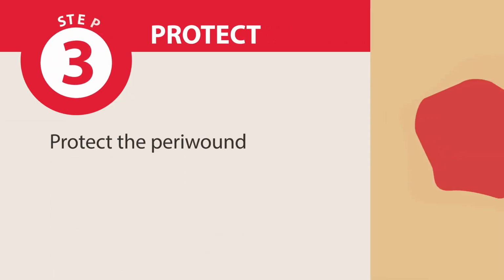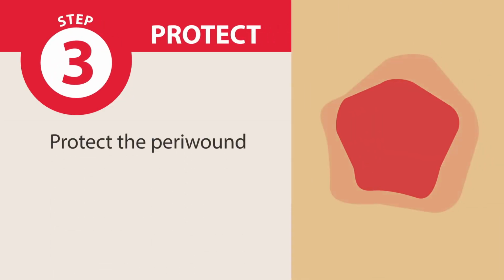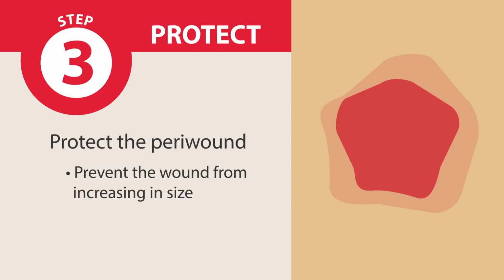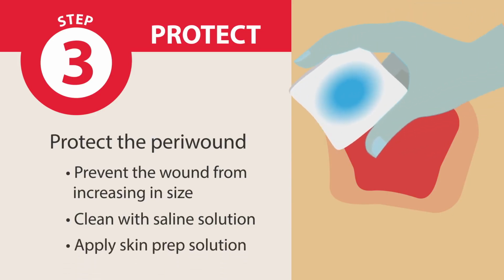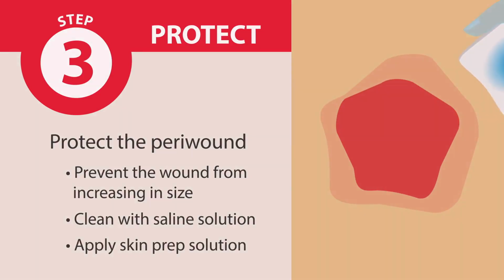Step 3 is to protect the peri-wound from wound drainage that can cause maceration and skin stripping. Protecting the peri-wound skin is also essential because it helps prevent the wound from increasing in size. But this can be a challenge because peri-wound skin can appear normal. As a result, protecting it can be overlooked and damage can occur. To protect the peri-wound, clean it with a normal saline solution, then apply a non-alcohol-based skin prep solution.